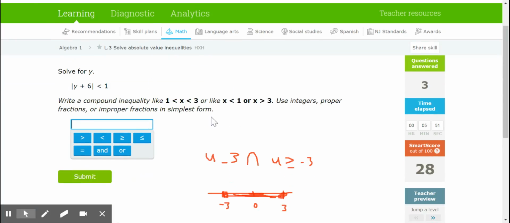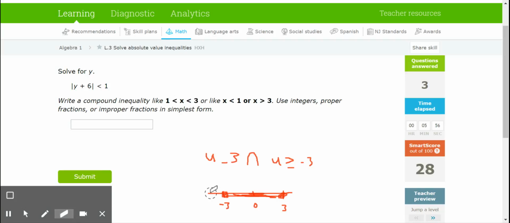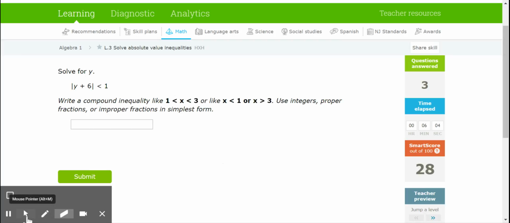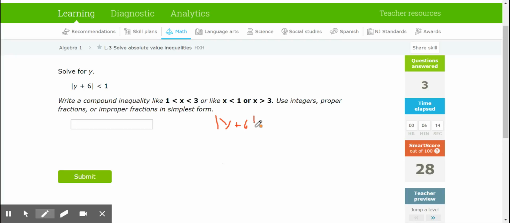Okay. Now, little wrinkle here, but nothing we can't manage. Now we have more going on inside the absolute value. It's not going to change the process, but the absolute value at this point is isolated. So we have the absolute value of y plus 6 is less than 1. So this is a less than and statement. y plus 6 is less than 1. That's the positive side.